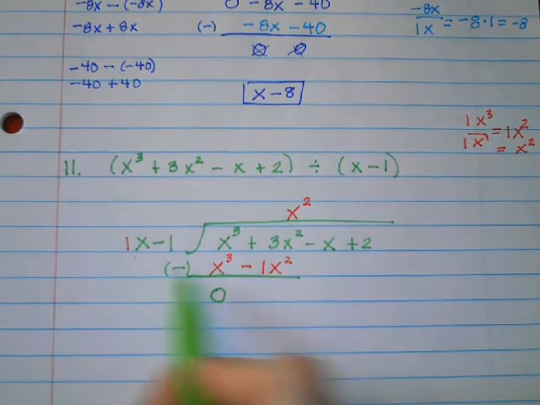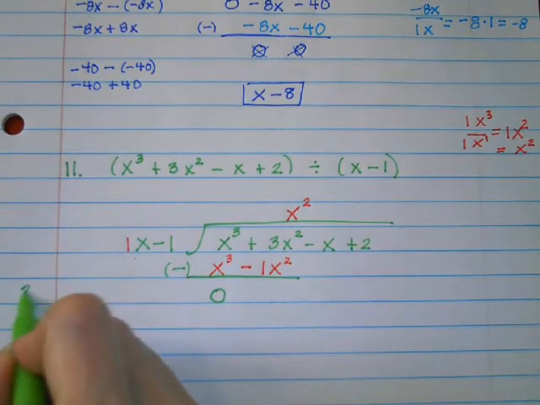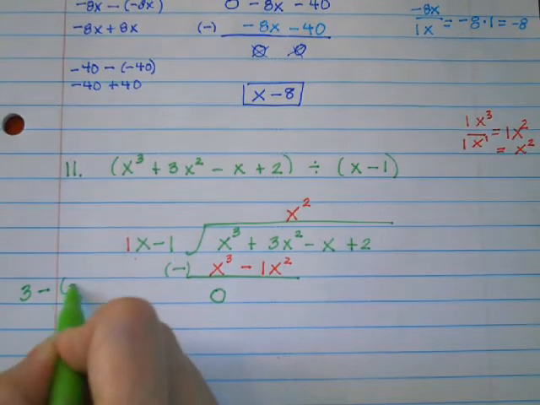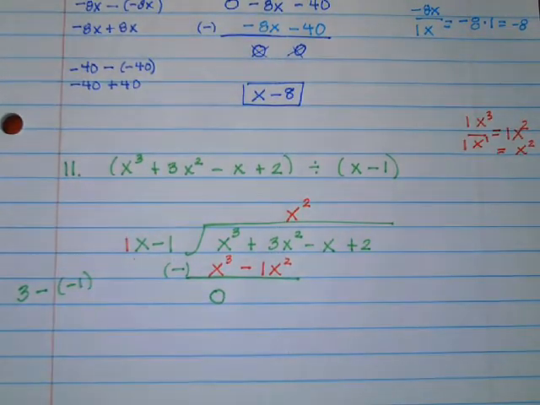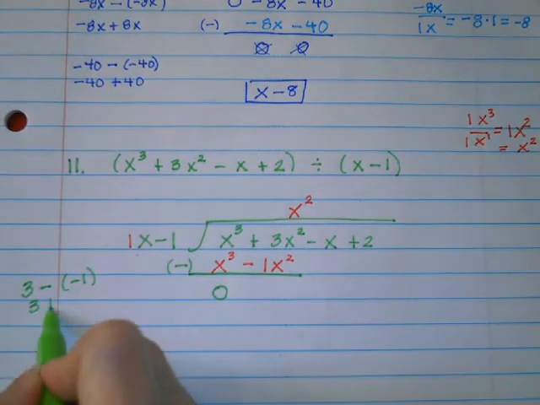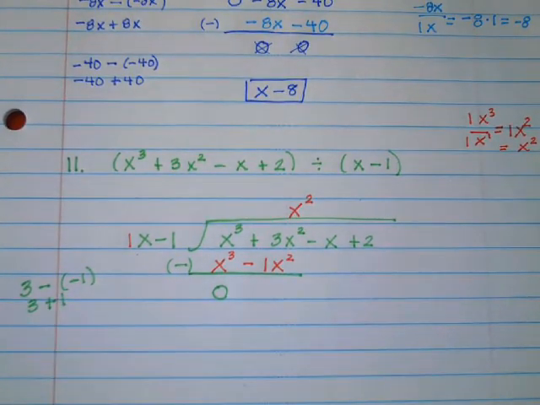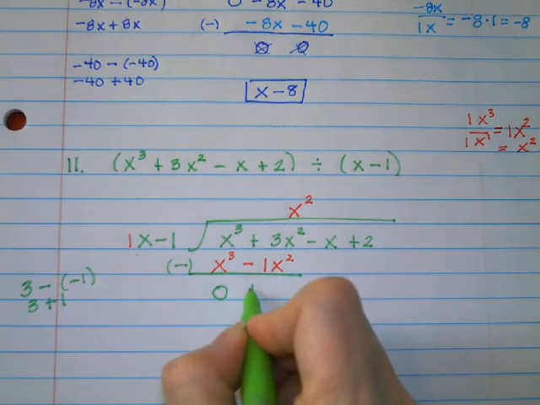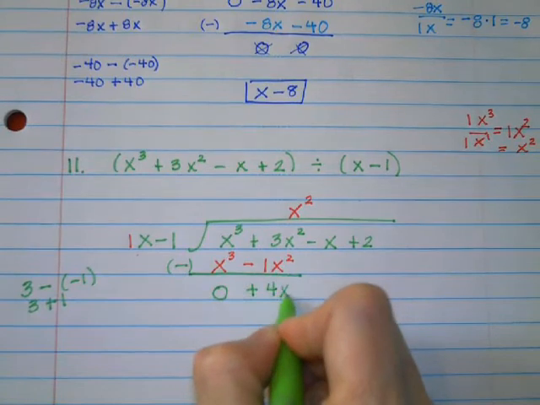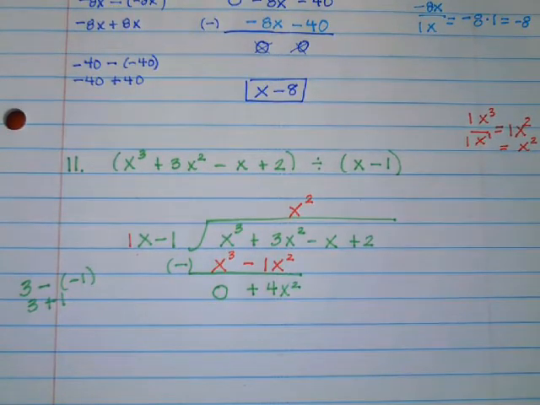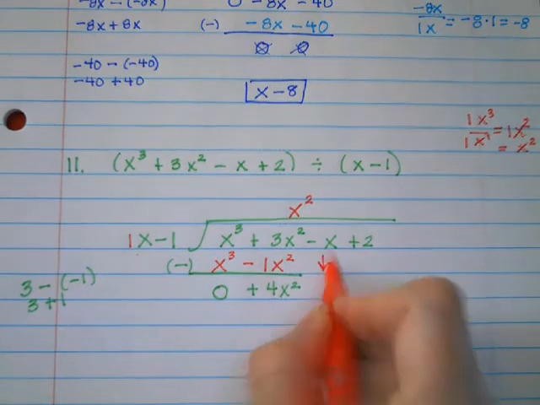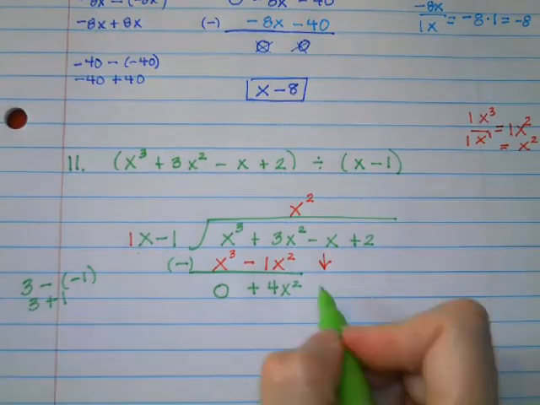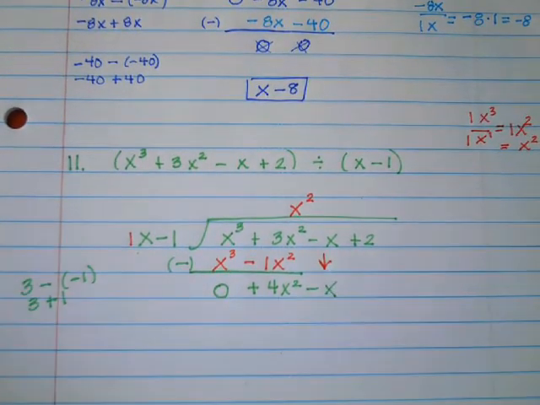3 minus minus. So I'm going to put that over to the side again so you remember. 3 minus a negative 1. So it's the same as 3 plus 1, which is equal to 4. So this becomes a positive 4x squared because those are the like terms. All right, so we're going to go ahead, and then we bring down our next term, which is a negative x. And we start the process all over again.